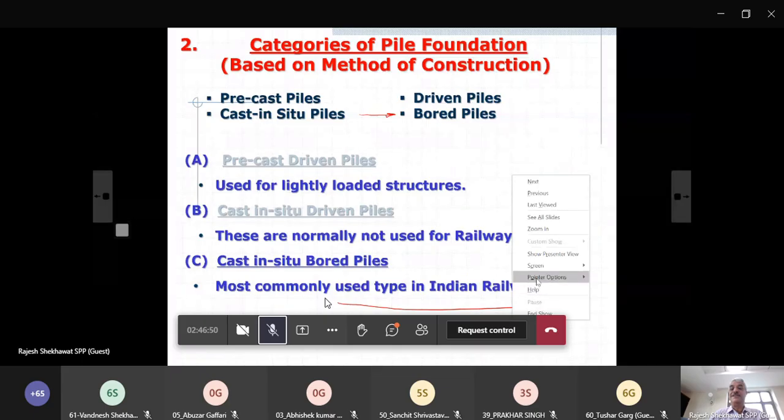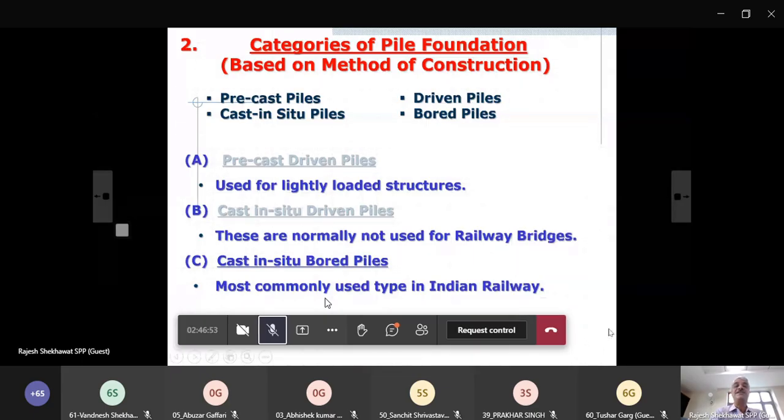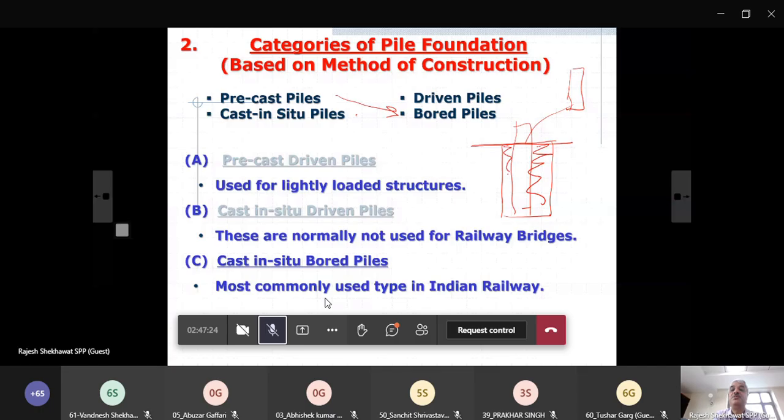अब चौथा combination, cast in situ driven तो हो गया, प्रीकास्ट बोर्ड हो सकता है क्या? How it will be? प्रीकास्ट बोर्ड मतलब पहले आप पाइल को कहीं कास्ट कर लेंगे, यहाँ मान लीजिए आपने कास्ट कर लिया, then this is your ground, फिर आप एक इसमें बोरिंग करेंगे, फिर इसके अंदर इस पाइल को डालेंगे और फिर बाकी मिट्टी भर देंगे. This is what is meant by precast bored. ऐसा हो सकता है क्या?